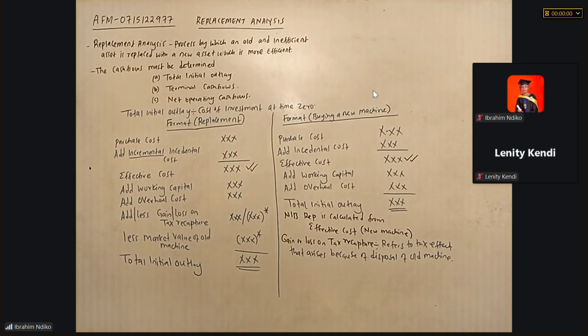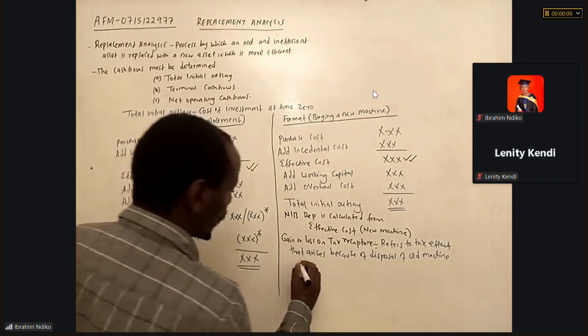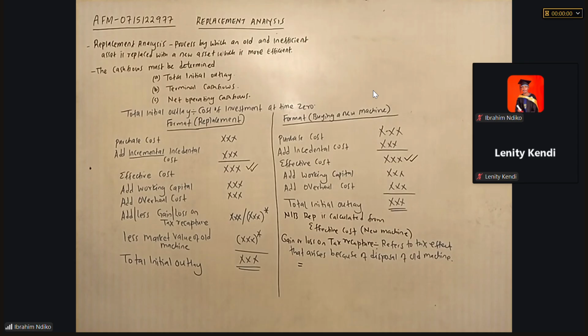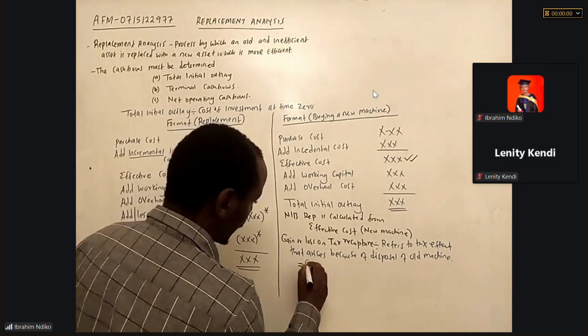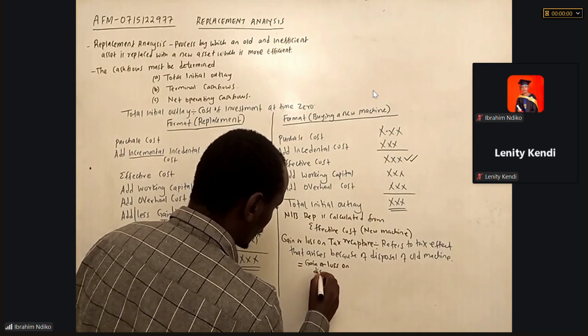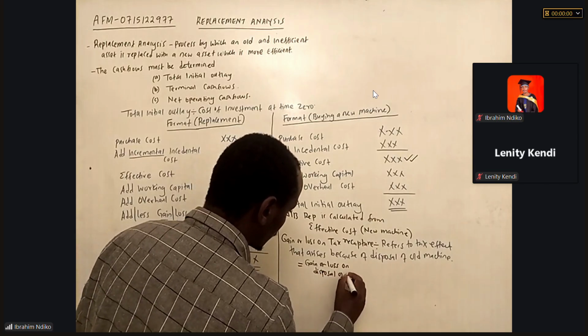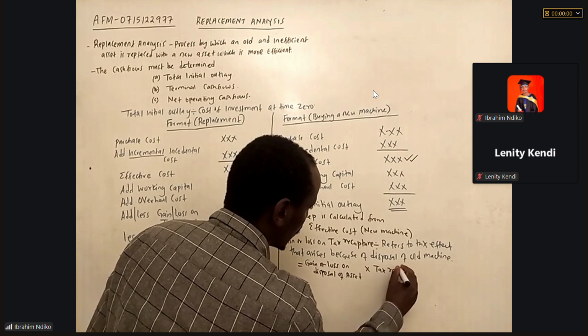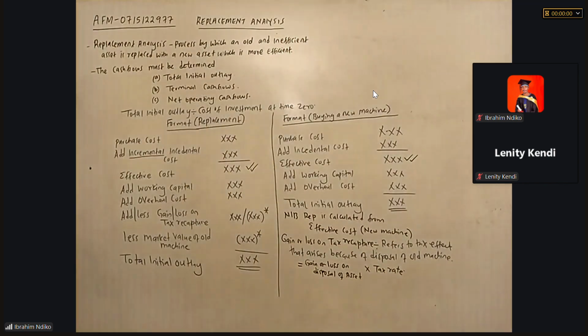Yes. So I was explaining how to compute gain or loss on tax recapture. This is the formula: you can either have gain or loss on disposal of the asset, and you multiply by the tax rate.